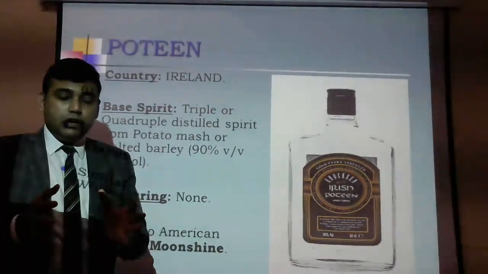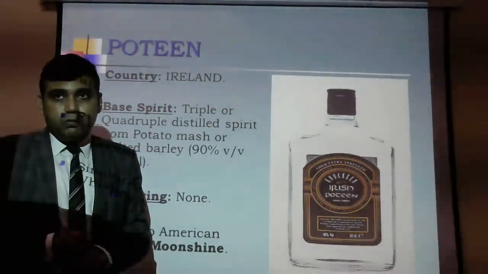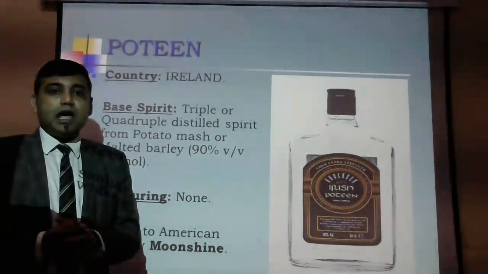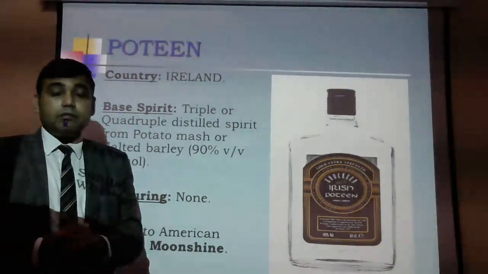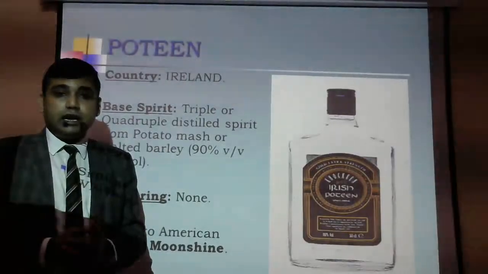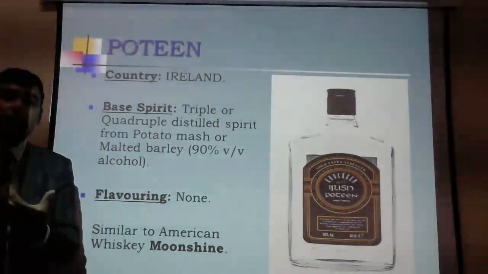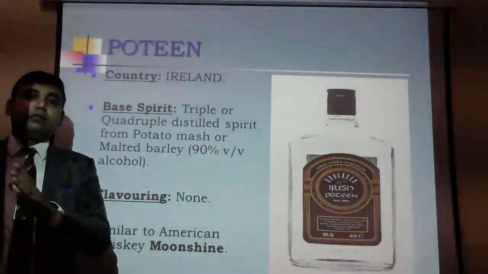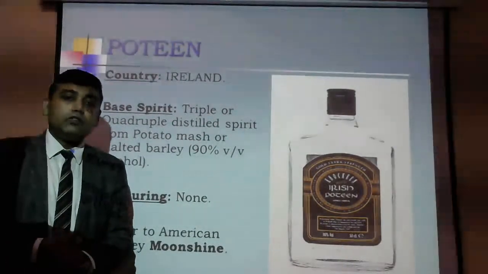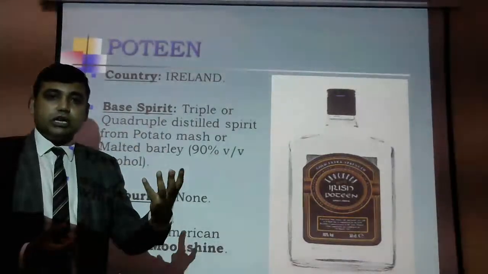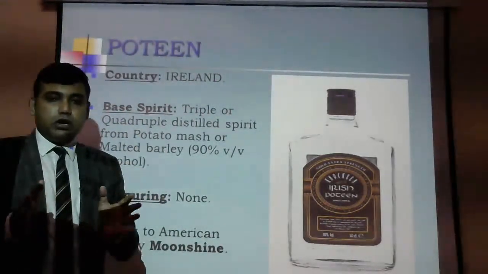It is only sold to a particular group or in a particular region where it is produced, made from potato mash or barley, as I said, barley, and it is neutral in color, neutral in nature, high in alcohol. The same drink is more or less similar in America, known as moonshine. So moonshine and poteen are more or less the same.